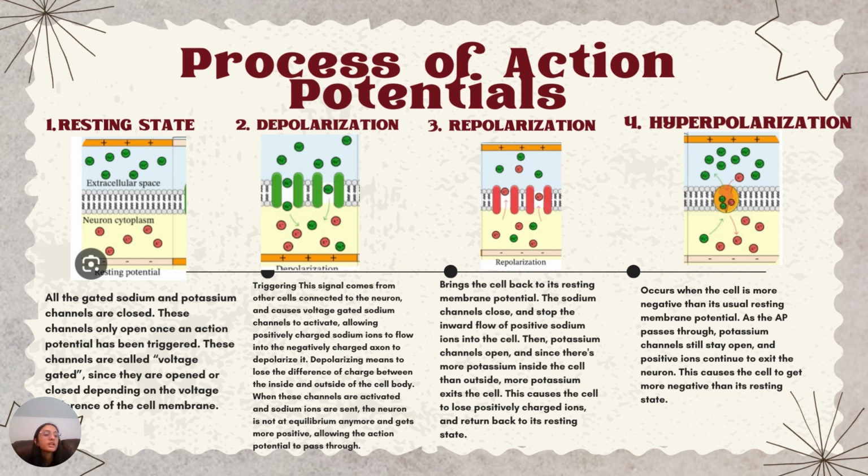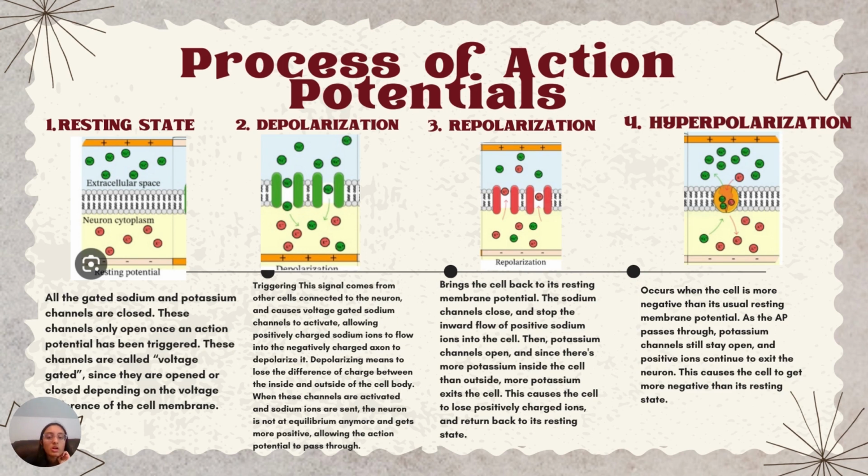The first main event is called depolarization. It is when a triggering signal depolarizes the cell body. This signal comes from other cells connected to the neuron and causes voltage-gated sodium channels to activate, allowing positively charged sodium ions to flow into the negatively charged axon to depolarize it. Depolarizing means to lose the difference of charge between the inside and outside of the cell body. When these channels are activated and sodium ions are sent, the neuron is not at equilibrium anymore and gets more positive, allowing the action potential to pass through.